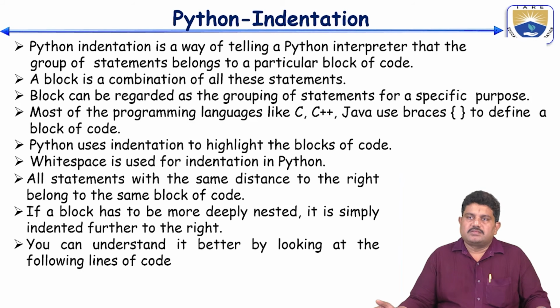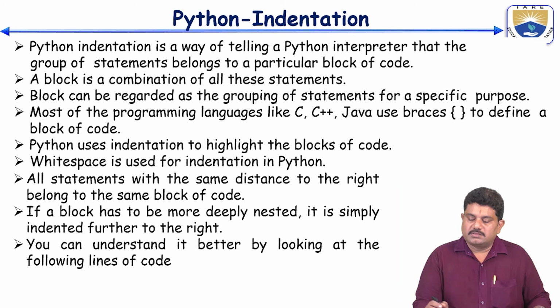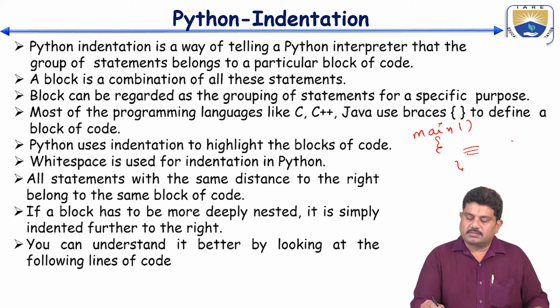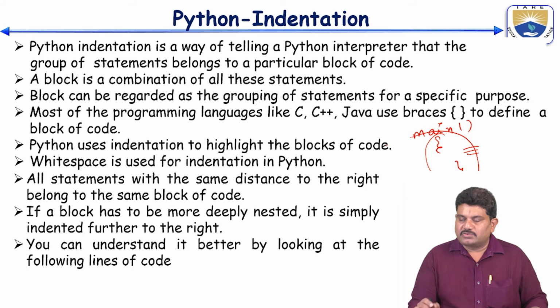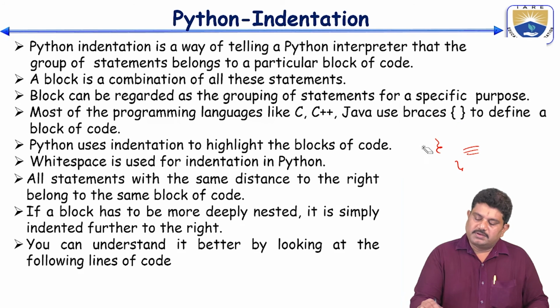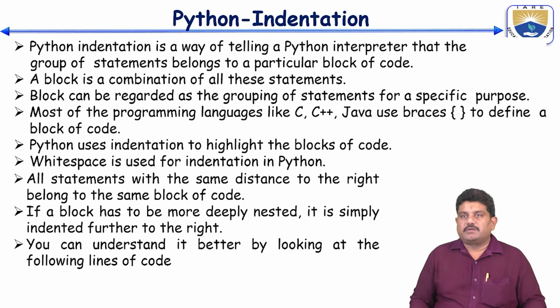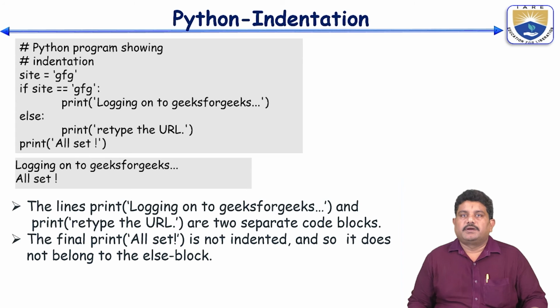But languages like C, C++, Java, all of these use braces for coding. For example, if you want to write a C program, you can write like this: main, okay, like this. Within the braces, you can write the code like this. Such braces and such a structure of the program are not available in Python. Python uses indentation instead of braces. So that's why indentation is very, very important in Python.